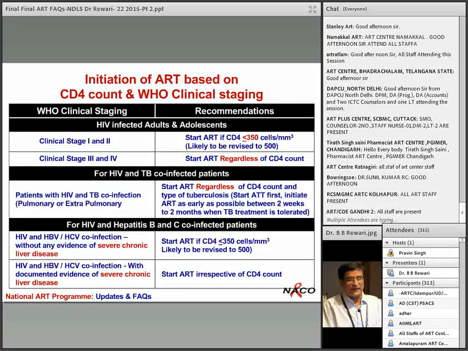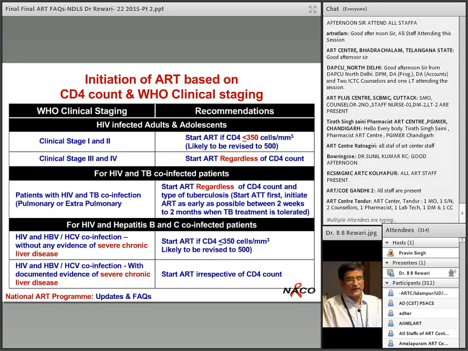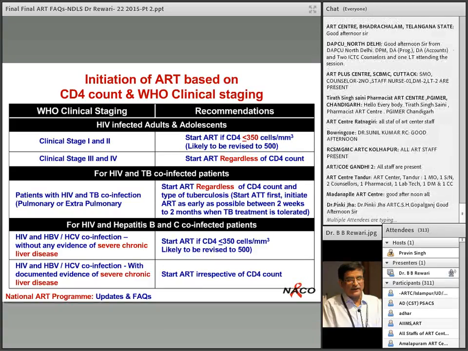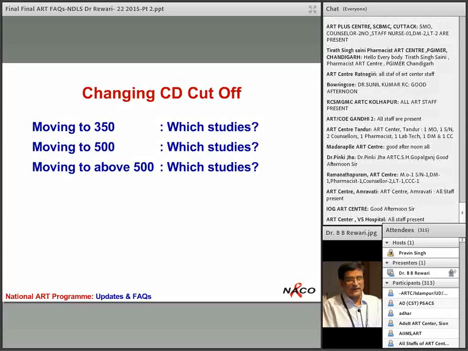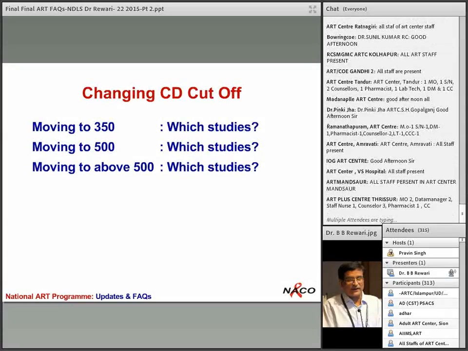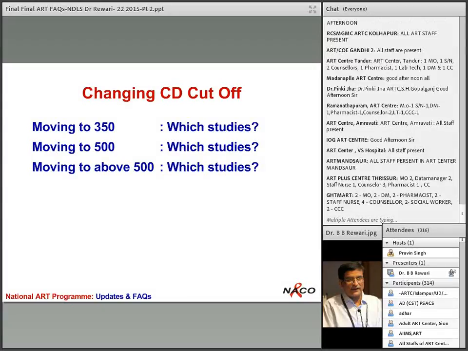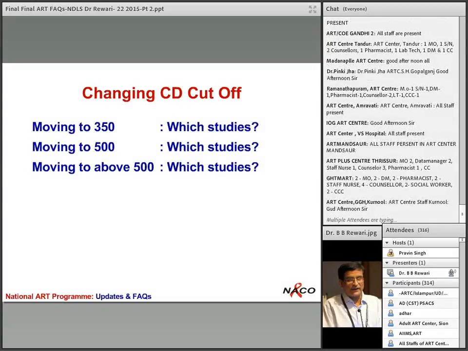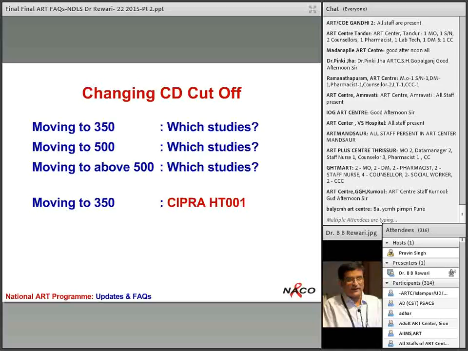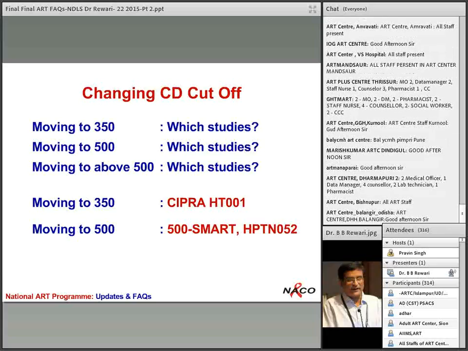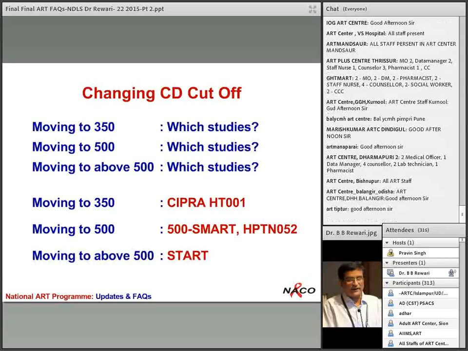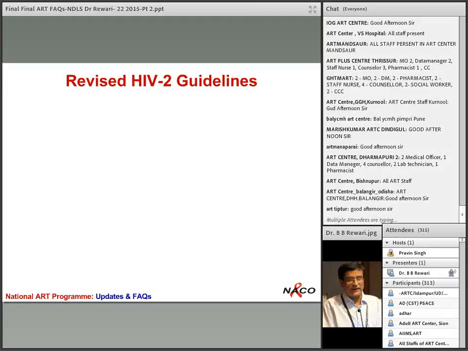Again, I'm not going to revisit the ART guideline for adults, but I have put up this slide for you to think later on what are the conditions where we start irrespective of CD4. Again, last time I showed you why we moved to 350, why to 500, and why we are thinking of moving to above 500. What are the studies? You have to just recollect those studies. Why we moved to 350 was the CIPRA-HT001 study. Moving to 500, evidence came from the randomized control trials SMART and HPTN 052, and above 500 is coming from the TEMPRANO trial and the START trial.